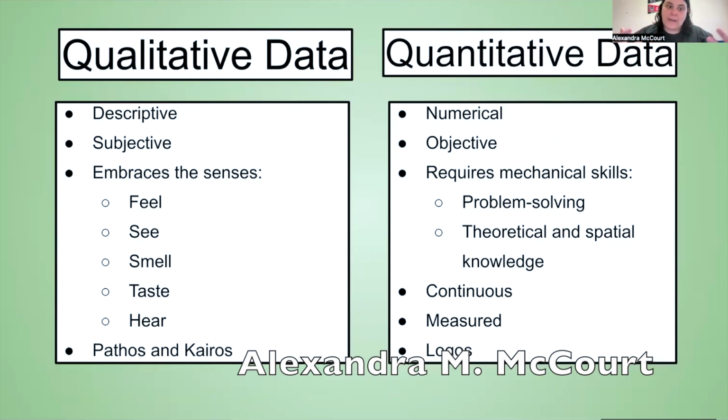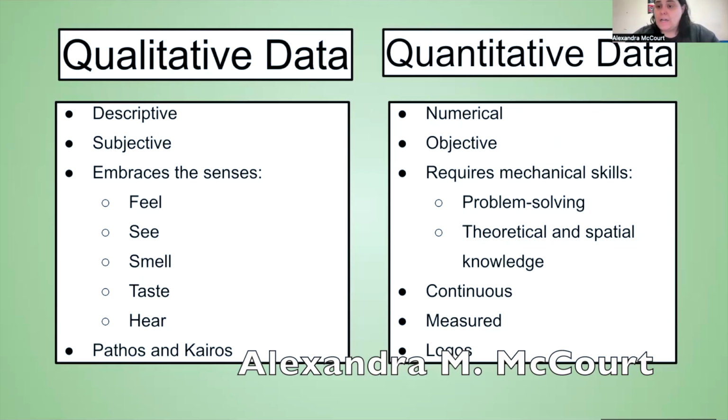It requires us to have some sort of dialogue. It might even allow us to embrace the senses, like how do you feel, how do you see, smell, taste, hear. It really ties in very nicely with pathos and kairos, because we're thinking about sense of time and place in order to have a conversation or a dialogue with participants. We're thinking about our thoughts and feelings and the rhetorical choices made with the language that we use in order to convey that data, right?